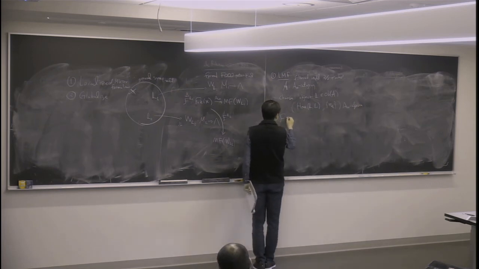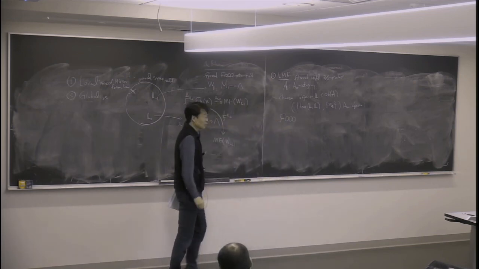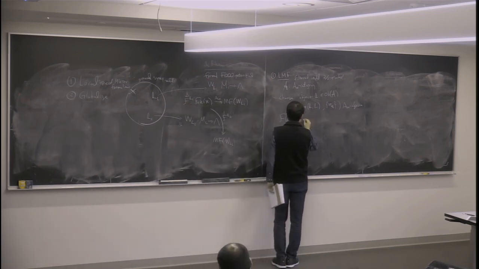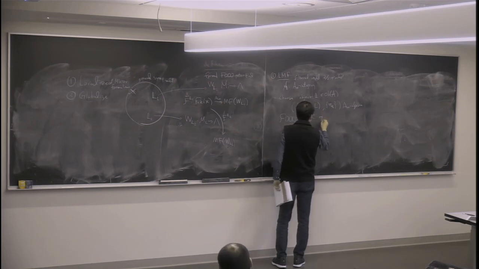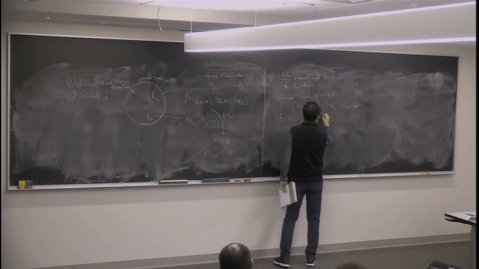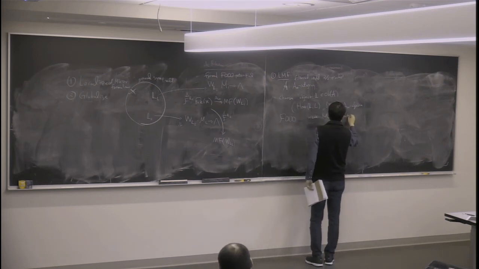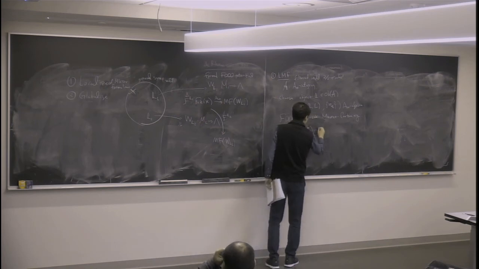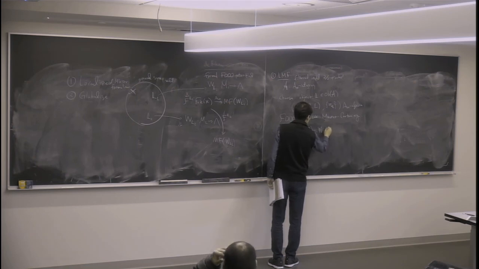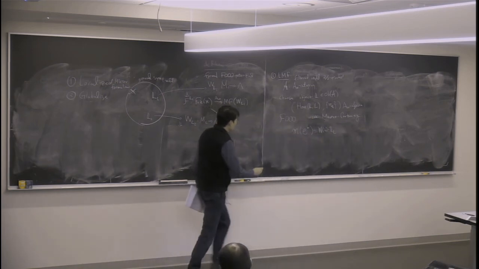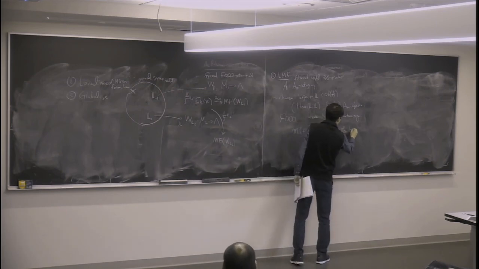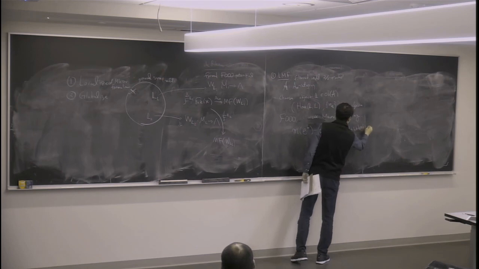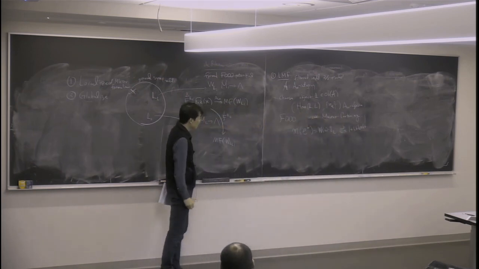Then Fukaya-Oh-Ohta-Ono study the Maurer-Cartan equation of this infinity algebra, actually the weak Maurer-Cartan equation. This is nothing but an equation of the following type: m of exponential of b is equal to W of b times the unit. So what is exponential of b? Exponential of b is just 1 plus b plus b tensor b plus so on. So this is a cyclic version of the exponential function.